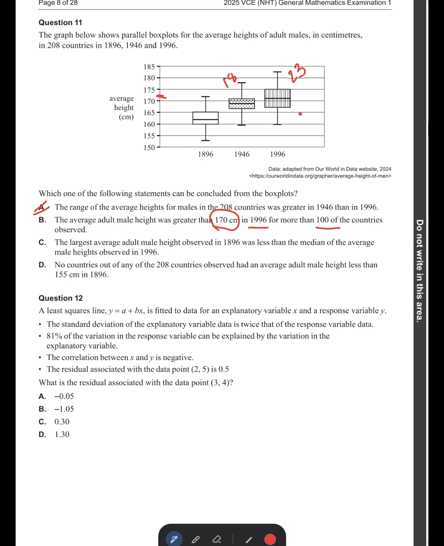So the average height was greater than 170. For more than 100 countries, technically it could be, but it possibly is not definite, so we can just leave that one as a question mark and check the other ones. We'd really have to see if the other ones are incorrect in order to see if that one was going to be correct.